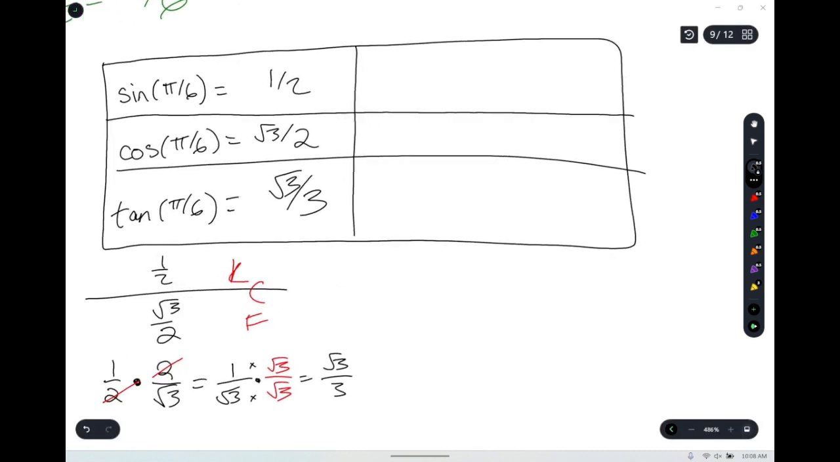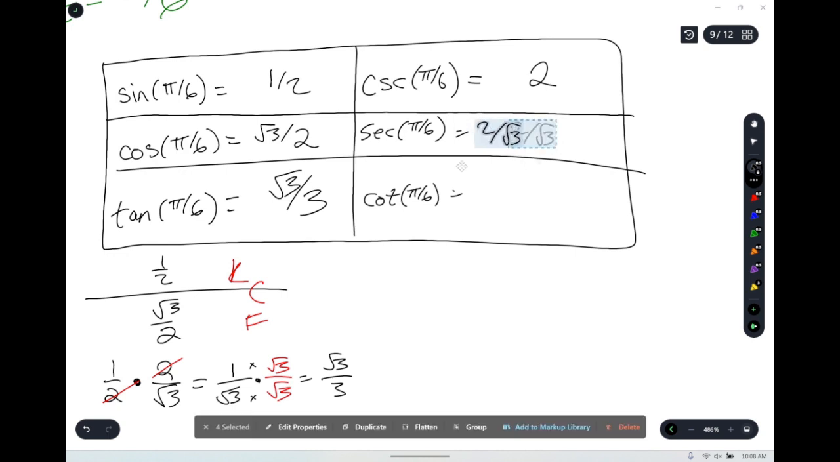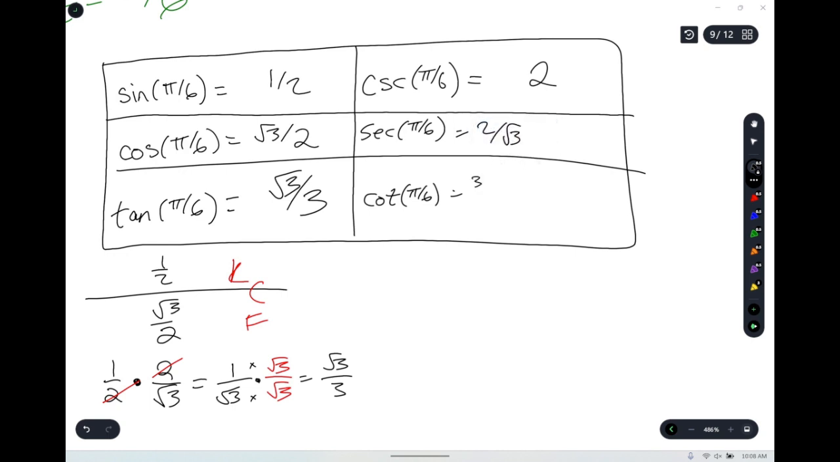So what do you do with all those now? Cosecant, secant, and cotangent. You don't have to do any math for these guys. You know what you do? You just flip them. I lied. Now that I see the 3 on the bottom, we do have to do a little bit of math. This would equal 2 root 3 over 3. And this would equal just root 3.